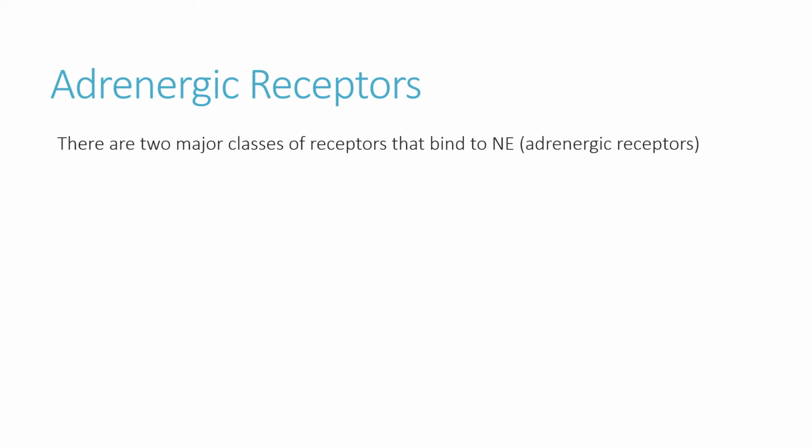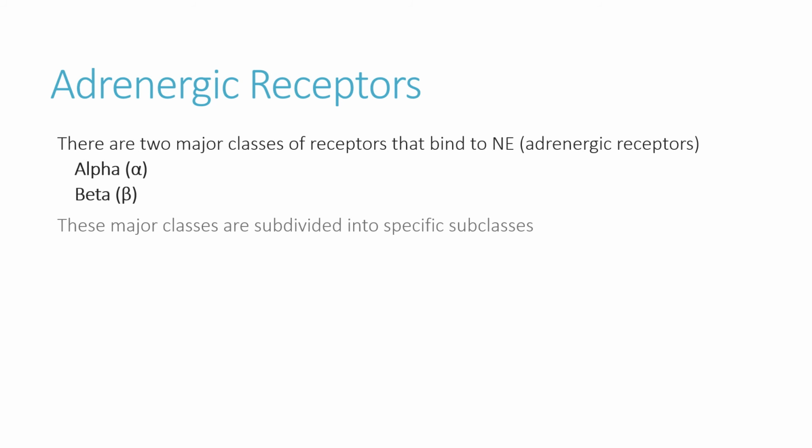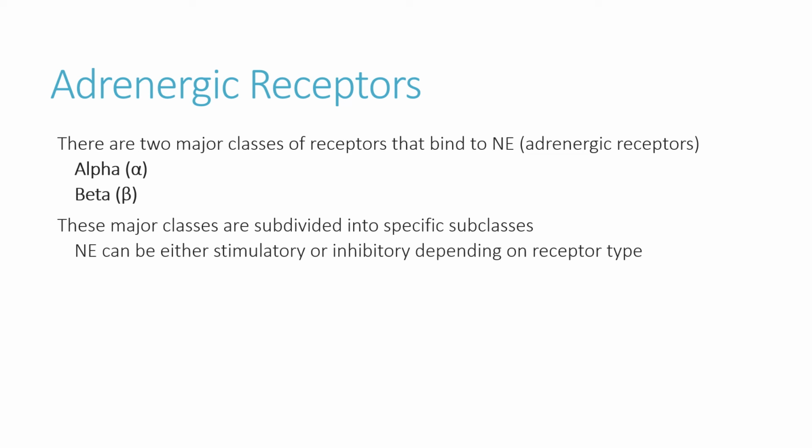There are two major classes of receptors that bind to norepinephrine, two major classes of adrenergic types of receptors. They're called the alpha and the beta classes. These major classes are subdivided into specific subclasses that we're not going to worry too much about right now. Norepinephrine can be either stimulatory or inhibitory, depending on the specific subtype of receptor it's binding to.